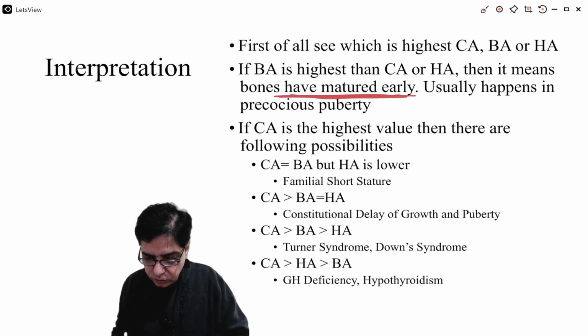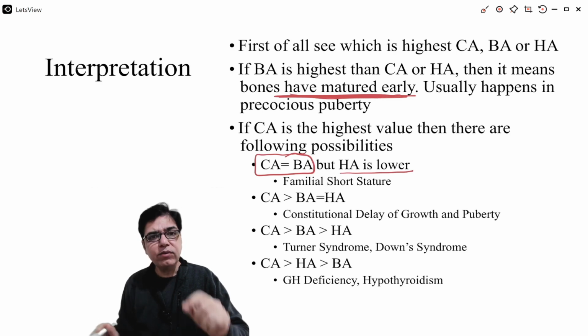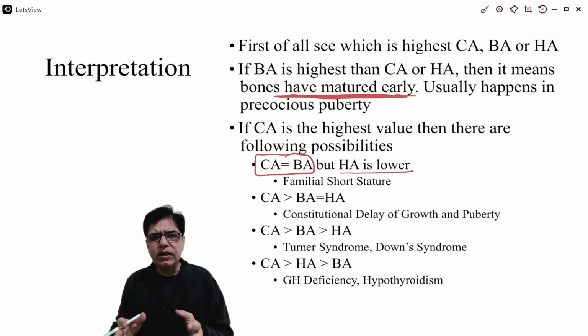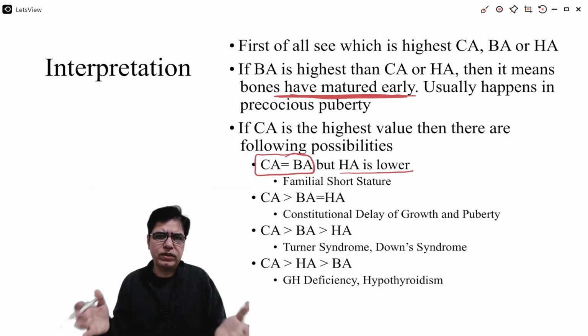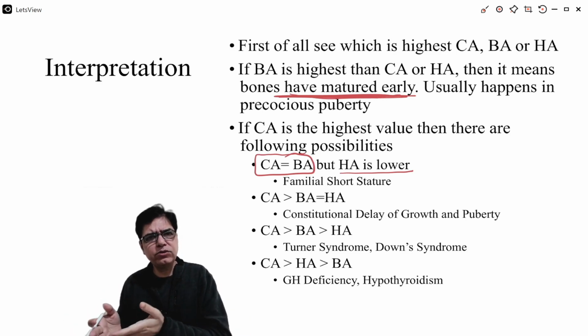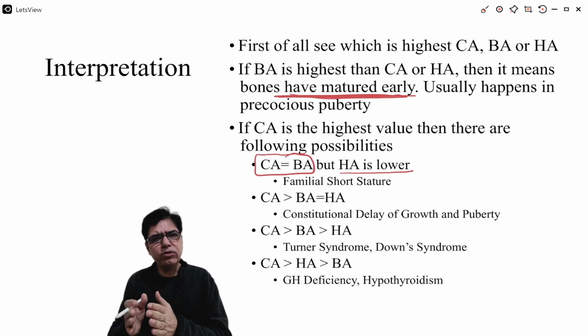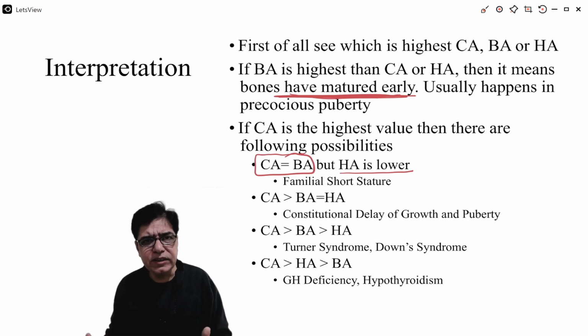Let's say your chronological age is equal to bone age, but the height age is lower, then what you are dealing with is familial short stature. These are those people who have got a family history of short statures. Most of the people in their family are of low heights. And because of low heights, similarly, the offsprings are also of low height. So that's why their chronological age is equal to bone age. It simply means that the bone age is equal to chronological age. Simply the bones are according to their chronological age. But the height is low.